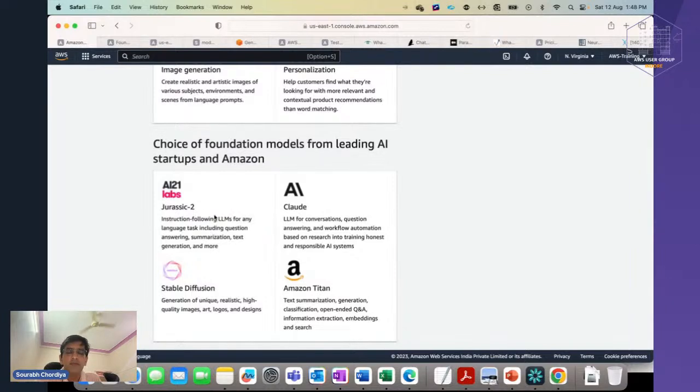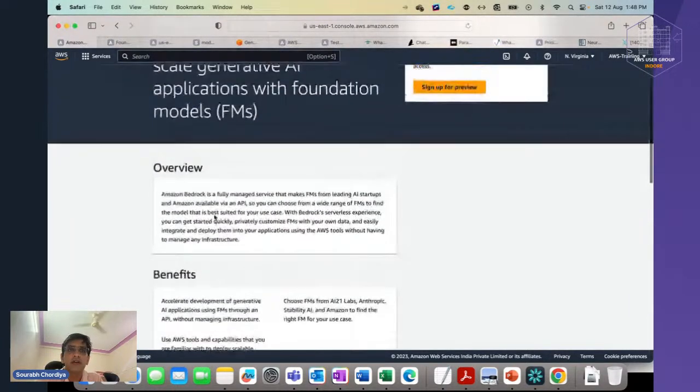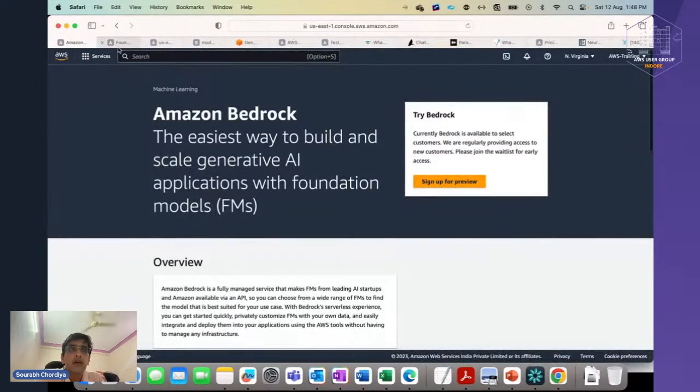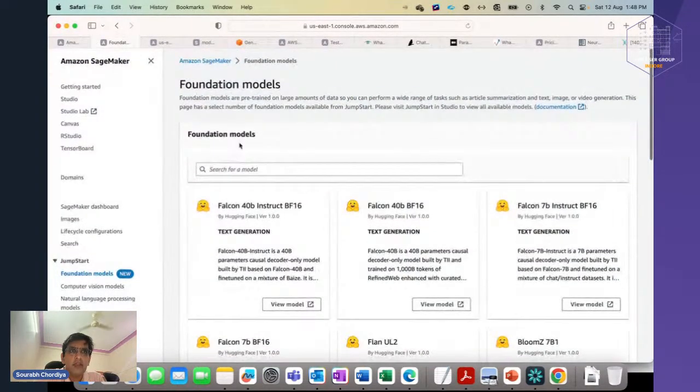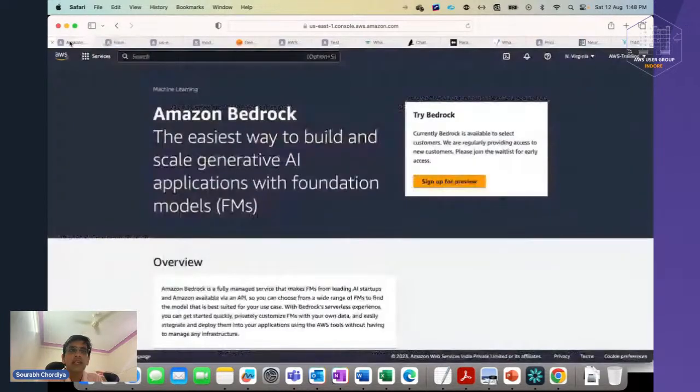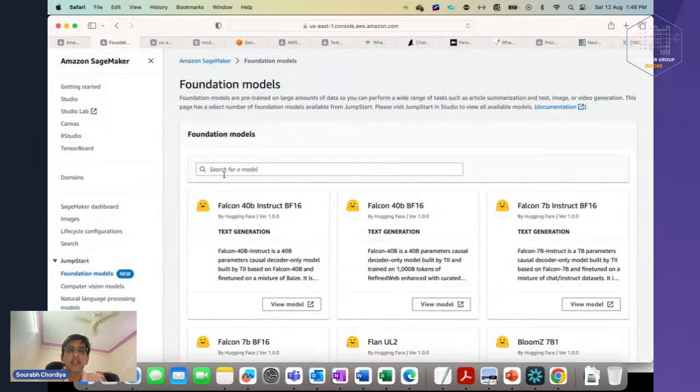Some of them we will be able to see in a couple of minutes in another service, but that's Bedrock for you. These are the foundation models that are available. Obviously we cannot see or try them in Bedrock unless we are signed up for the preview, but you can also use them within SageMaker, right?